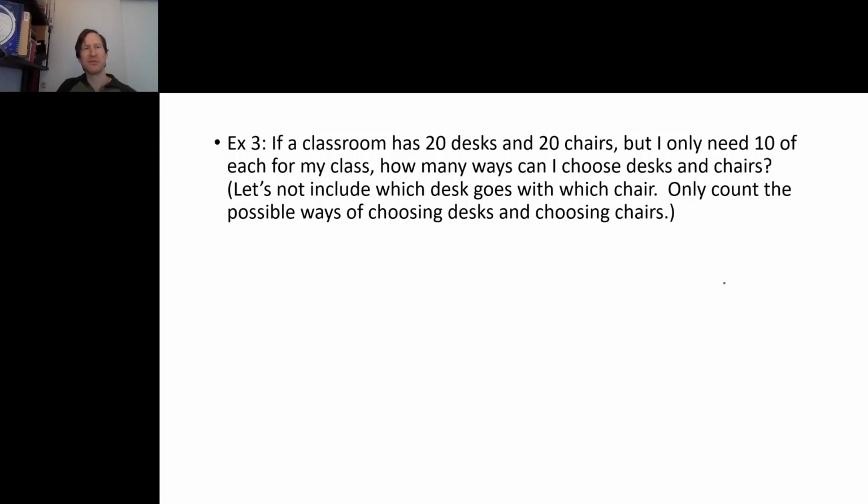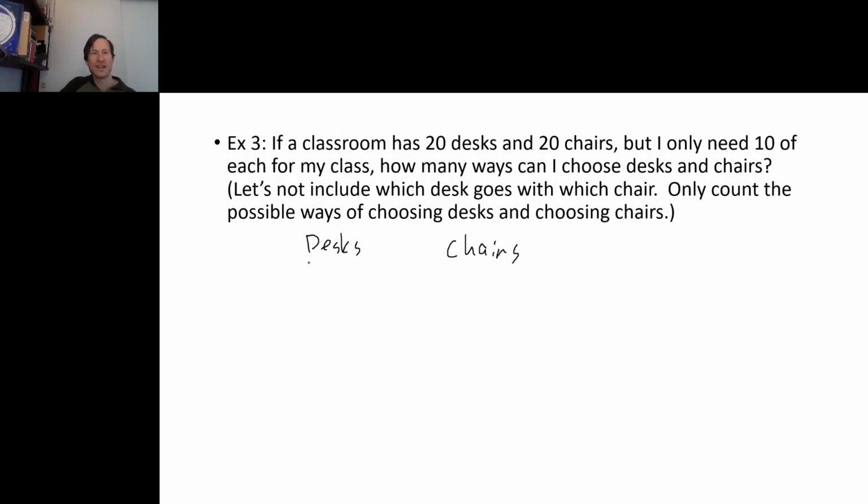All right, third example. If we have a classroom that has 20 desks and 20 chairs, but I only need 10 desks and 10 chairs for my class, how many different ways can I choose desks and chairs? And just for this example, let's not worry about which chair goes with which desk. Let's just choose the desks and chairs and not pair the chairs up with the desks. Okay, so we need to choose some desks, and we need to choose some chairs.